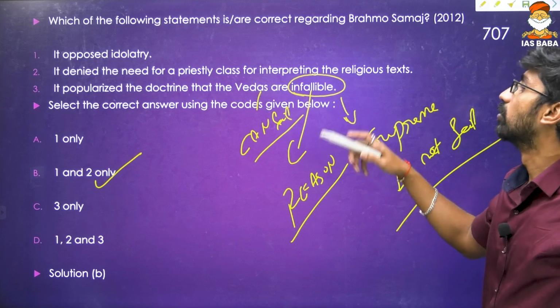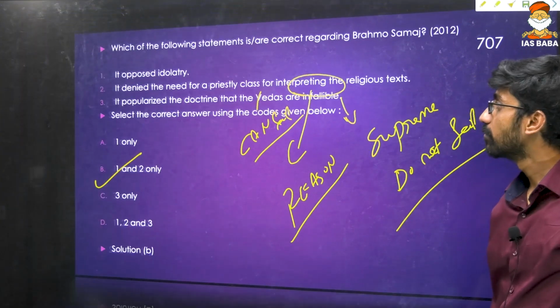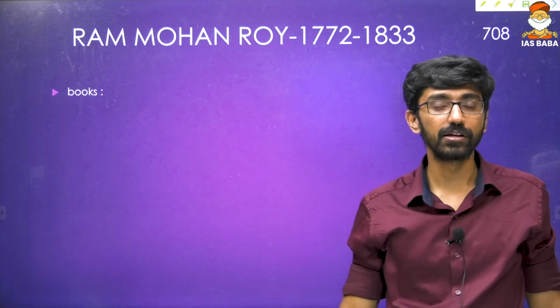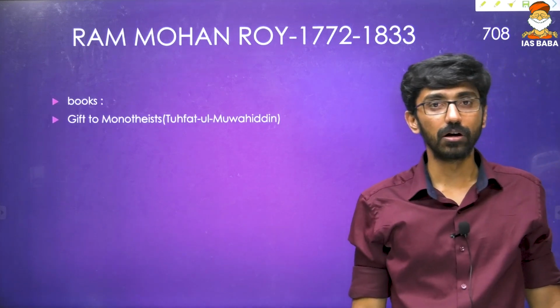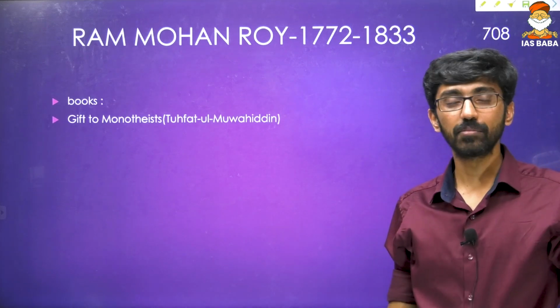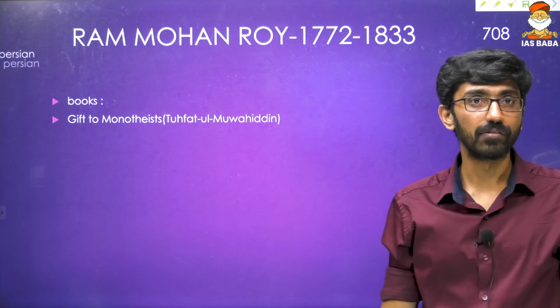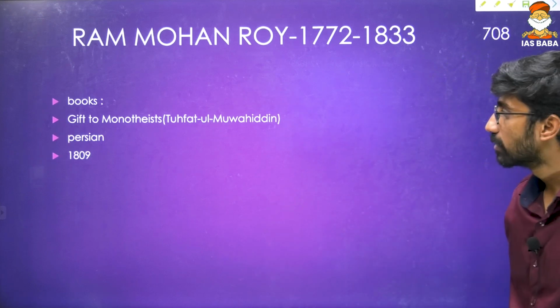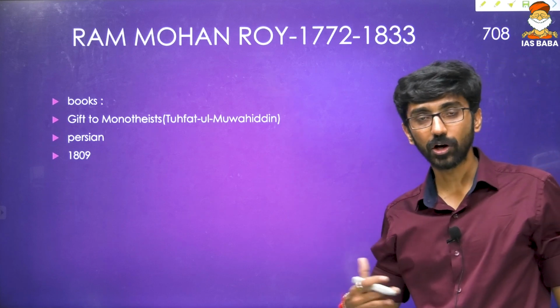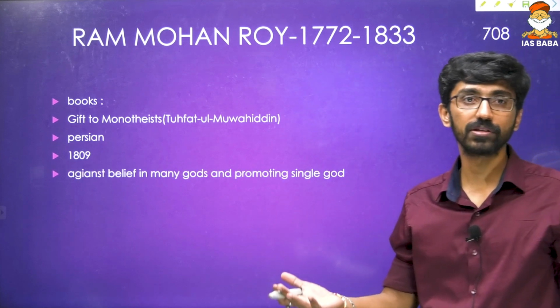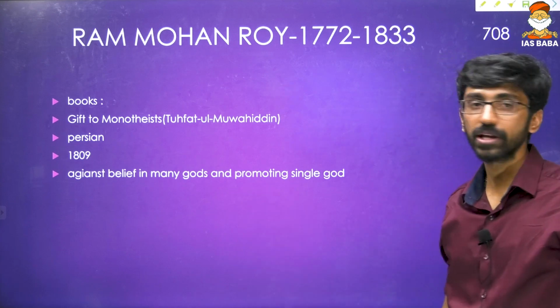Okay, so we will understand Brahma Samaj. We have to understand Raja Ram Mohan Roy, 1772 to 1833. He wrote some books which established his particular ideas. That is Tuhfat-ul-Muwahhidin. It was written in Persian in 1809, and in this book he talked about monotheism, that is belief in one single God. Go back to the Bhakti movement, monotheism, against belief in many gods and promoting a single God.